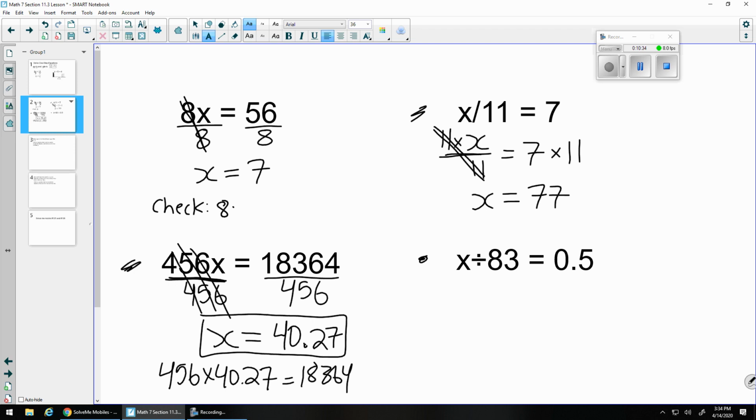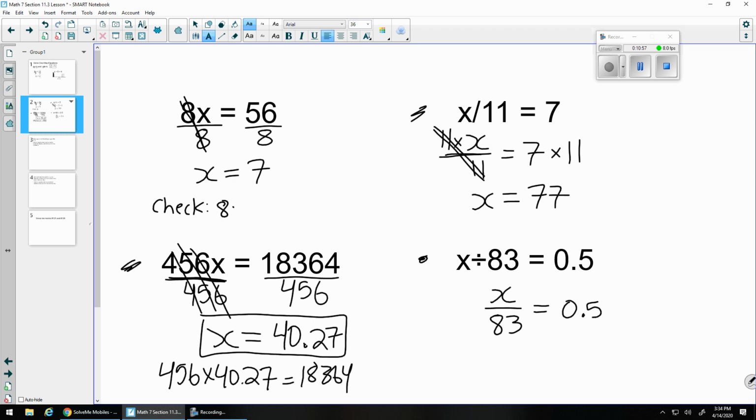Another example over here of division, a case where I could not necessarily do it mentally, but you can with your calculator and following these steps. So I have x being divided by 83. Now when I divide this by 83, I get 0.5. Some of you are probably like, that's weird. What number divided by 83 equals 0.5? Well, it must be less than 83. In fact, it's going to be half of 83.